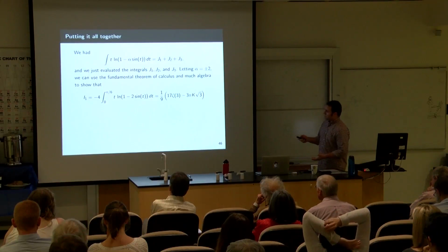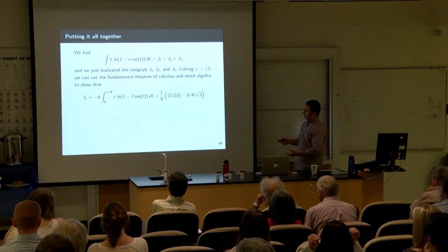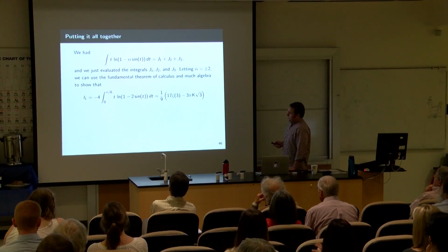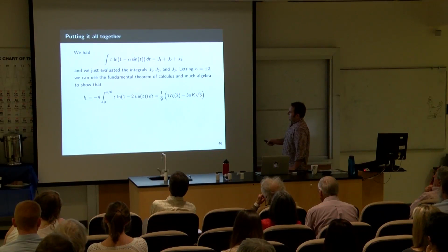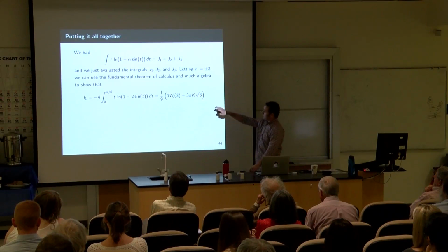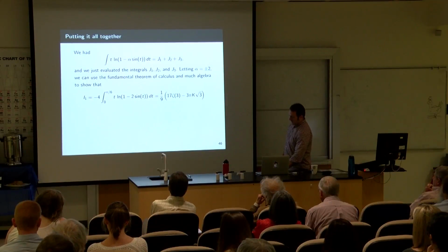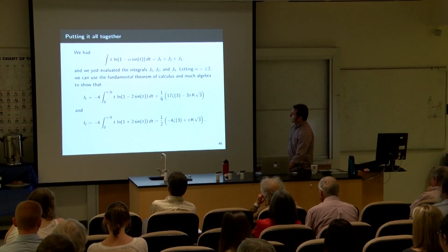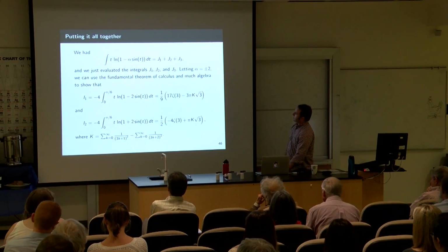The sufficient conditions are true that we can use the fundamental theorem of calculus and a lot of algebra to show that this integral is equal to this value. So 1/9, 17 zeta 3. You have that k, but you have a 3 pi and a root 3. And the other integral, similar, different coefficients, and there's the same k.